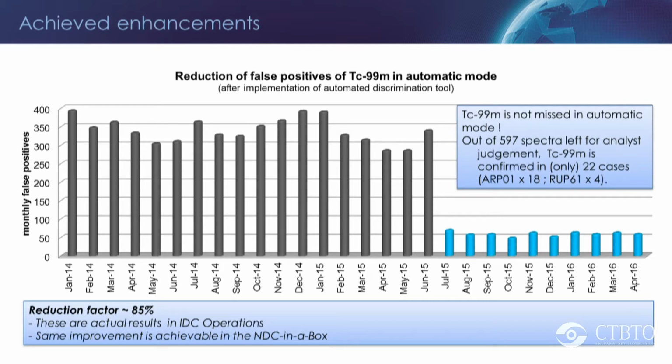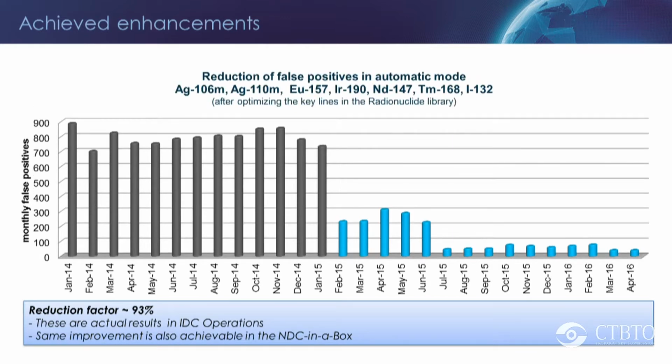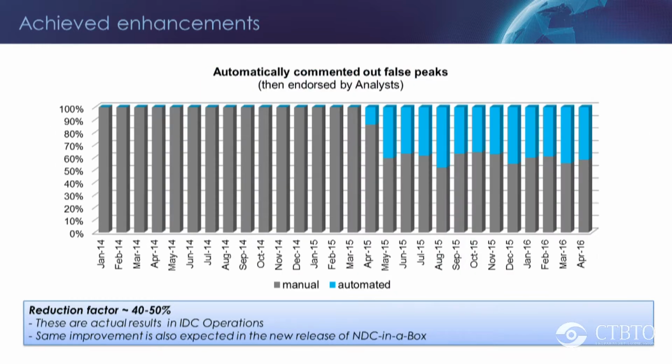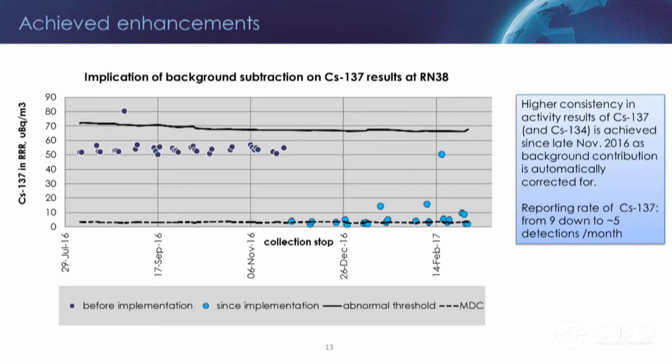And we, of course, kept monitoring that no real detection of technetium-99 metastable has been missed by implementing this in automatic mode. Then for those 7 key radionuclides, the reduction factor is about 93%. This is the fraction of false peaks that are now being handled in automatic mode, the blue part. This is how the implementation of the automatic background subtraction improved the results.